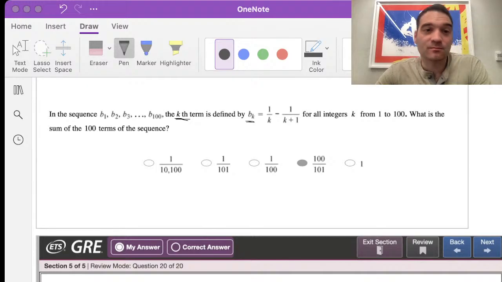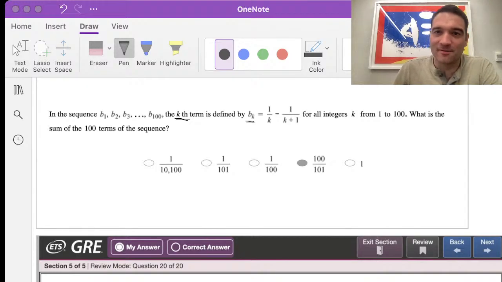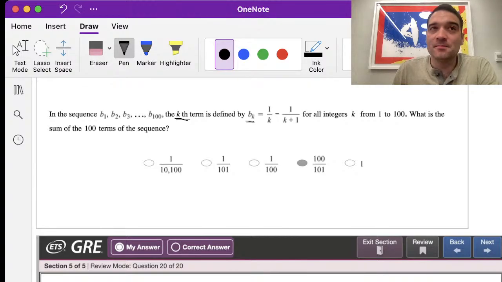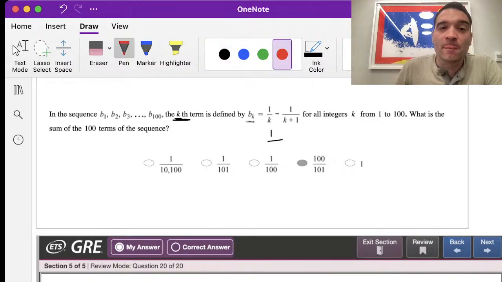Now, the first hiccup might be this notation, right? You may have no idea what this is even saying. Let me try to illustrate with an example. What this is saying is that the first term would be 1 over 1 minus 1 over 1 plus 1.